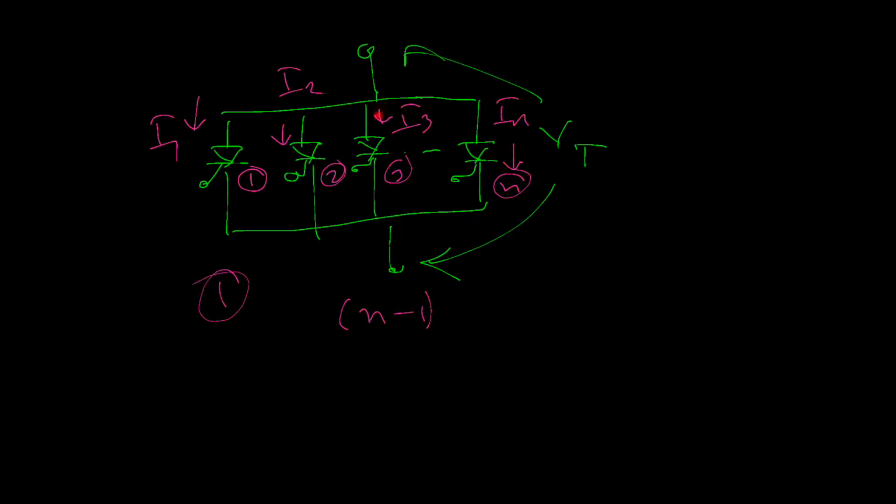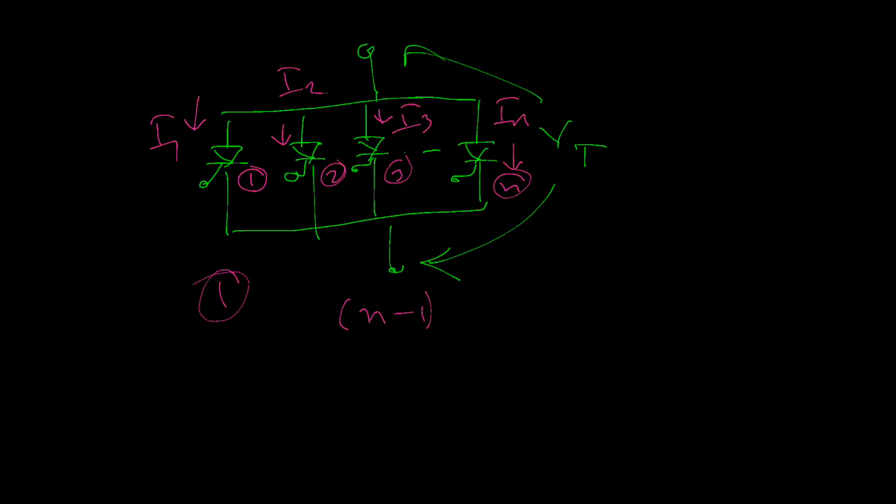Then the total load current will be shared by the n number of SCRs. That means the voltage drop across the n minus 1 SCRs is very low, and they are almost all behaving like a short circuit. That is why there is no voltage across SCR1. To fire SCR1, we would have to apply a huge voltage, which is actually called the finger voltage.